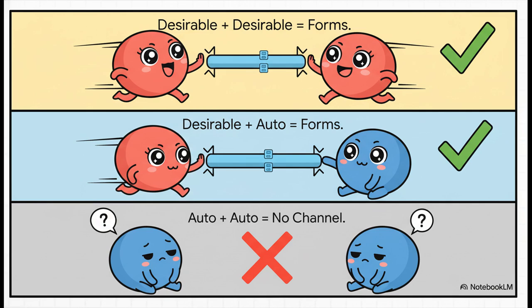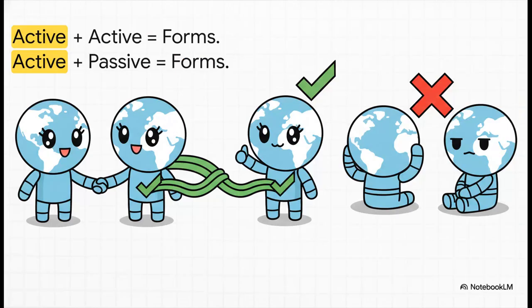Think of it like asking someone to dance. If one person asks, desirable, and the other is willing, auto, you get a dance. If both are eager and ask, desirable and desirable, you also get a dance. But if both sides are set to auto, well, they just stand there passively waiting for the other person to make a move. And nothing ever happens. No channel for you.